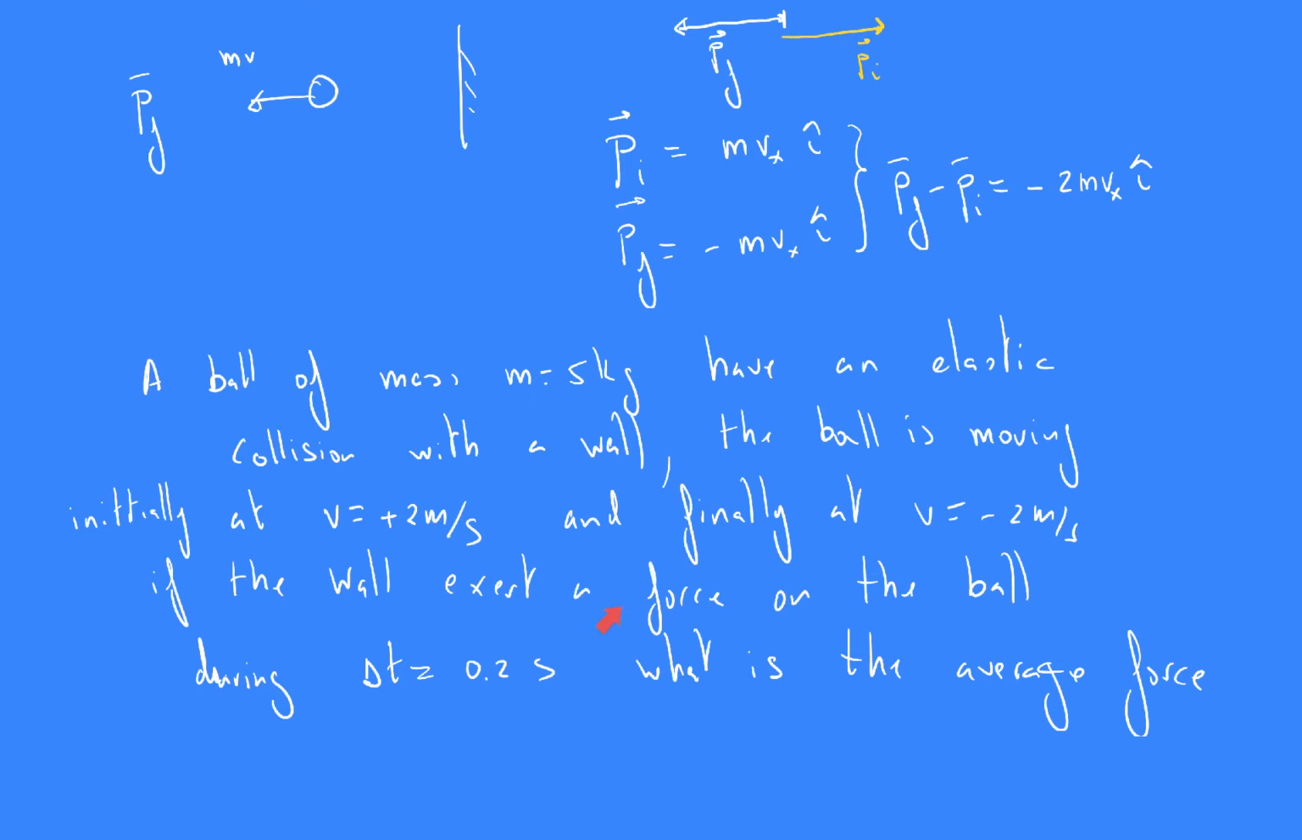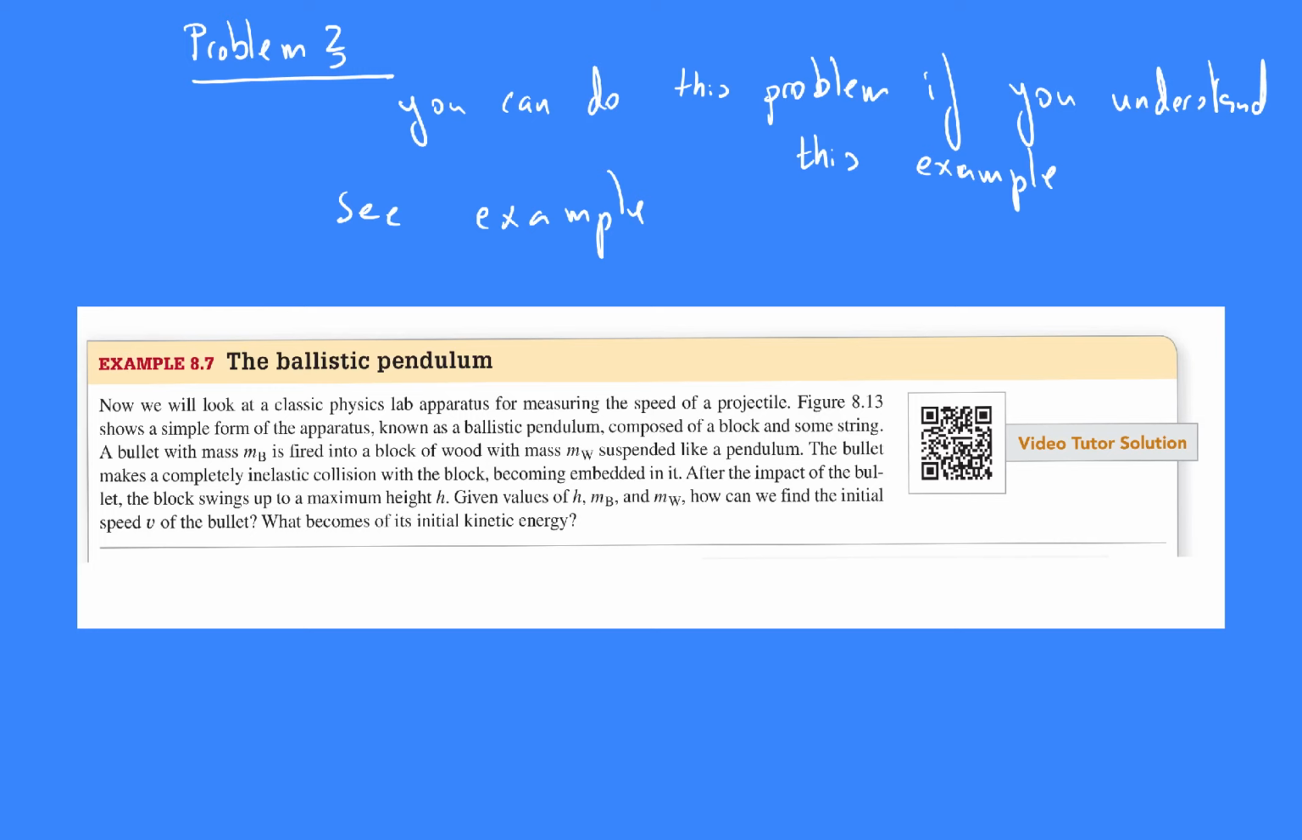If the wall exerts a force on the ball during the time 0.2 seconds, what is the average force? So this is the first problem, the first idea. There is a conceptual question also, and problem 3 is based on the ballistic pendulum. So you need to understand conservation of momentum, and you need to understand this example that is here.